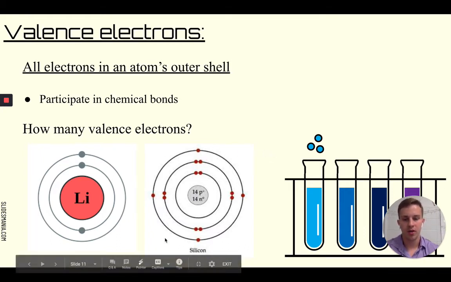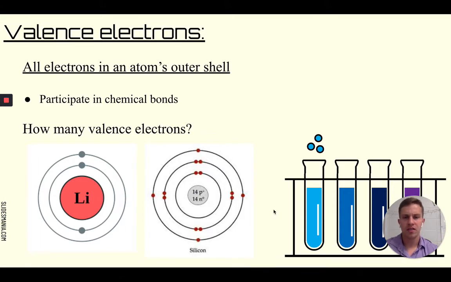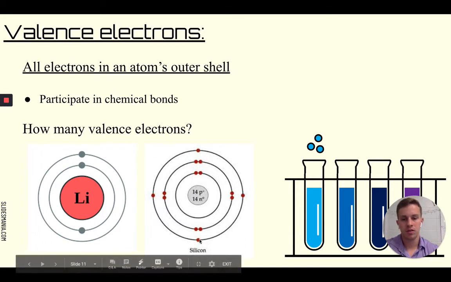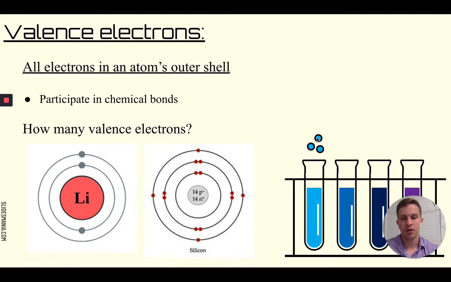In the second picture here, we have silicon. Now silicon has 3 shells, and if I'm interested in the valence electrons, I'm only going to look at the outer shell. And in the outer shell, I can count 1, 2, 3, and 4. So silicon has 4 valence electrons.